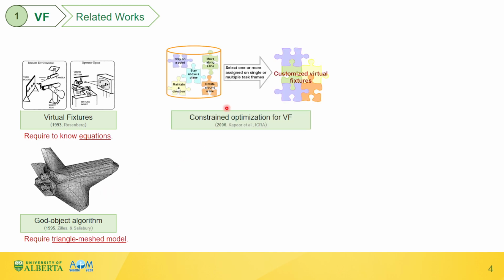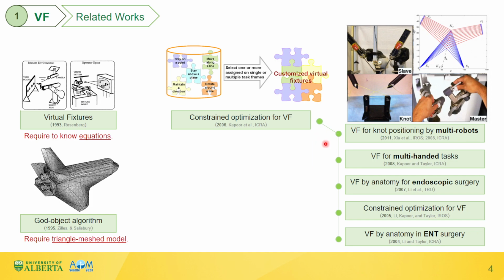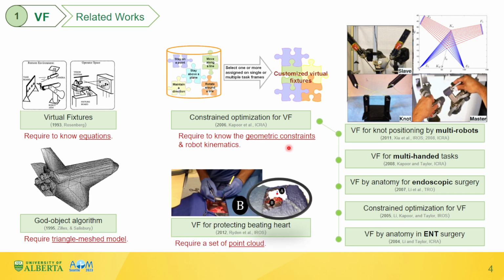Kapoor and his colleagues presented a constrained optimization framework for generating VF, by assembling task primitives in a predefined VF library. They applied this constraint optimization method to various applications in surgery, for example, knot positioning by using multi-robots. This constraint optimization method requires knowing the geometric constraints and robot kinematics. Ryden and his colleagues developed a method of generating VF from a point cloud to protect the beating heart during surgery.